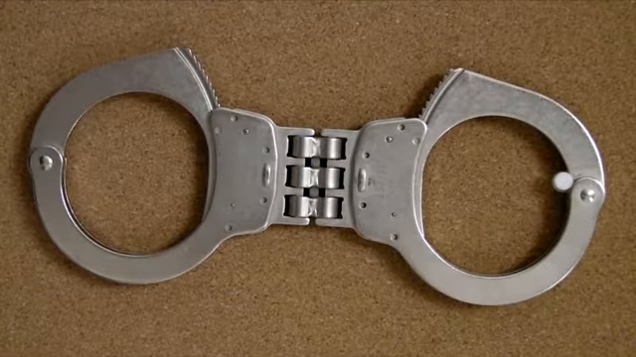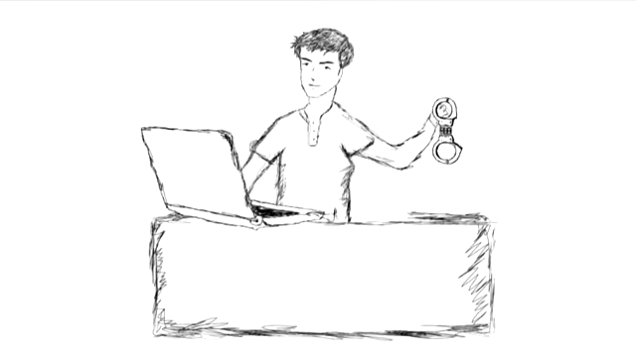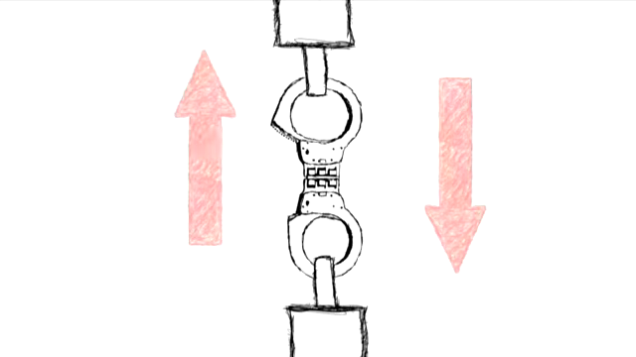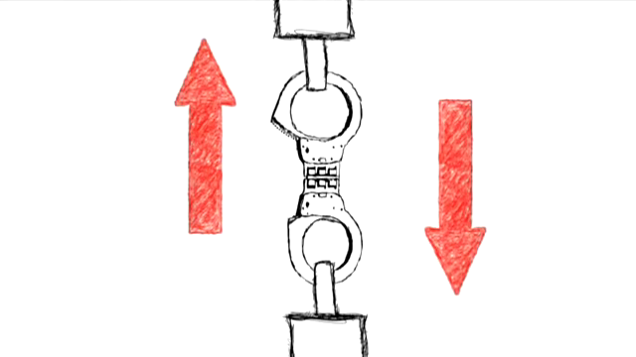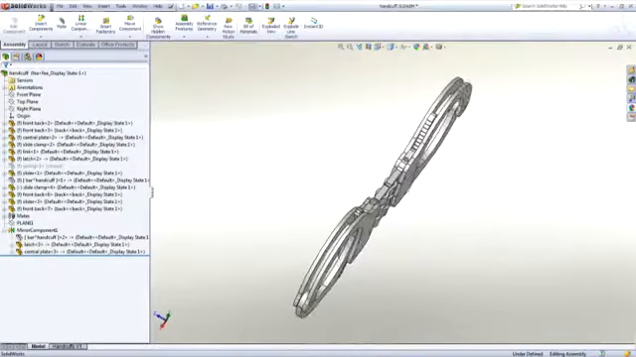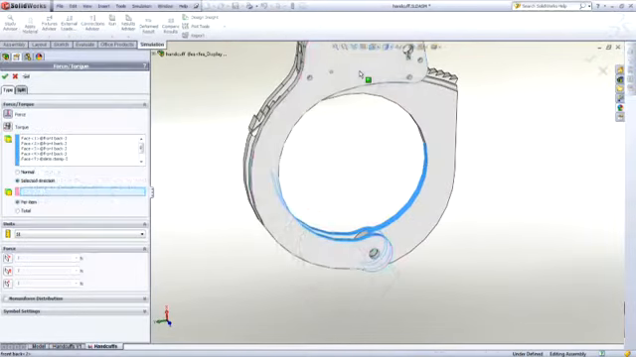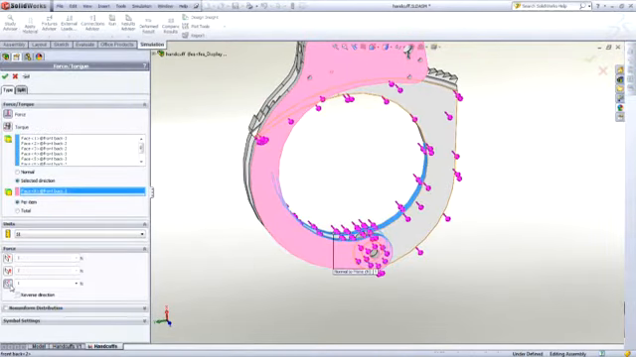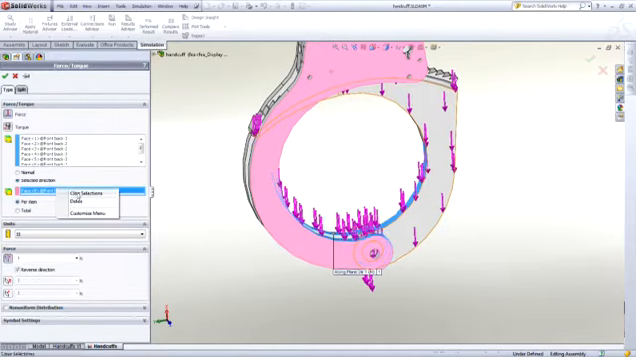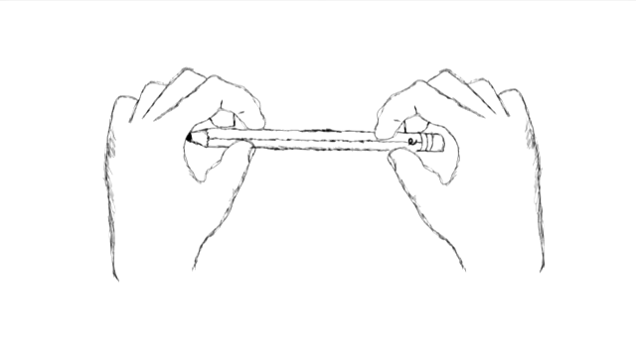Take these handcuffs, for example. If asked to test the ultimate strength of a pair of handcuffs, you would probably simply put them in a tension testing machine and pull. But what if you didn't have the handcuffs, and all you have is the SolidWorks model? What now? What loads and restraints do you use? And what faces do you pick? For a novice user, there are just so many choices, it can be overwhelming.